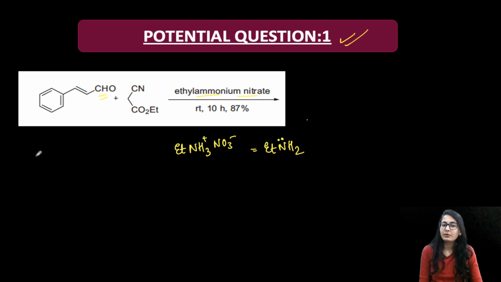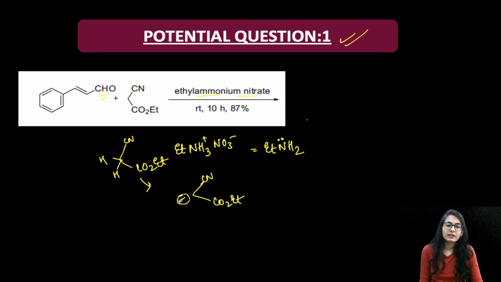And what is it going to do? It is first of all going to take up this proton from here, because this is again the active methylene compound, and it's going to have this kind of a negative charge over here. And further to the aldehyde, you are going to get this kind of an iminium ion, CH double bond N Et.